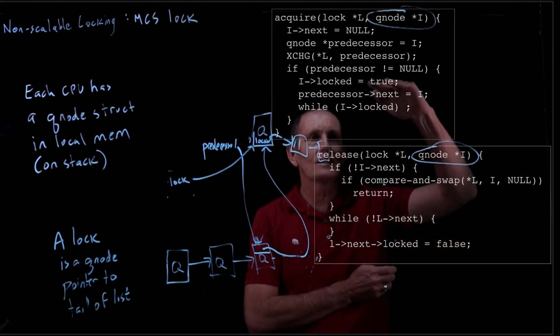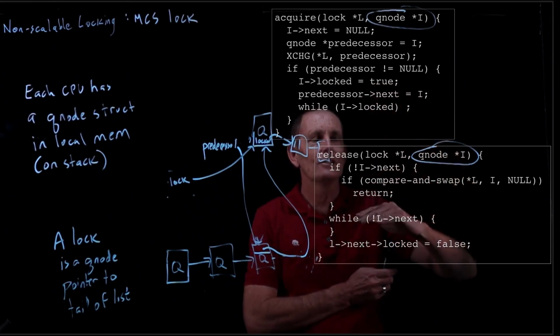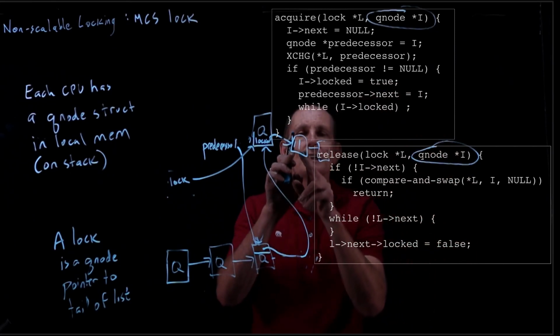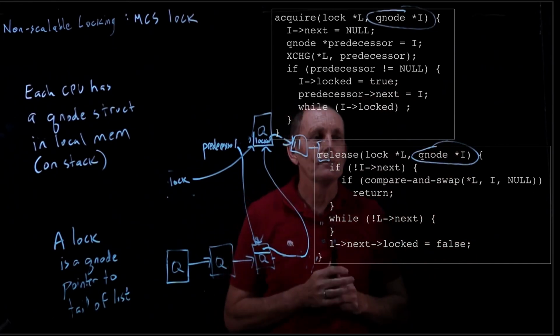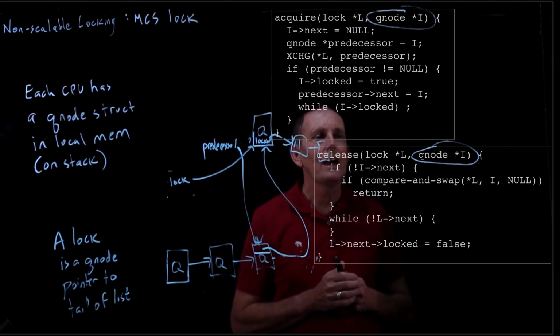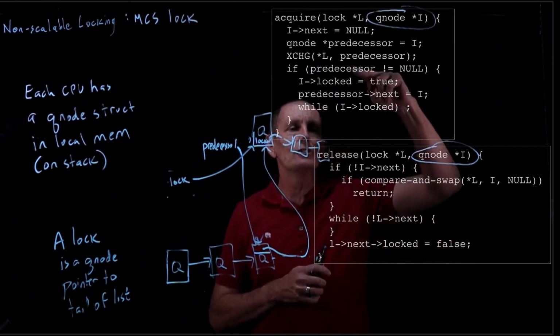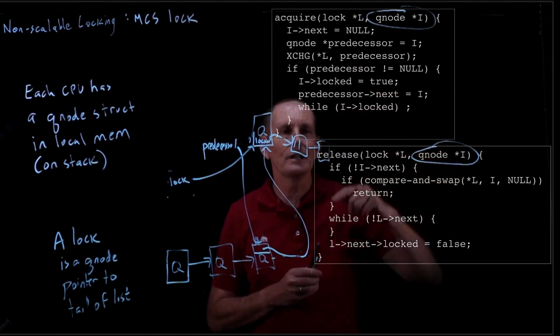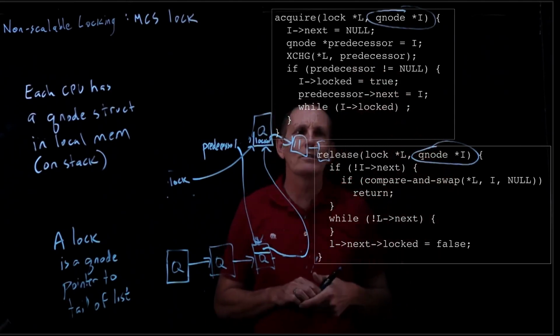And notice it's important that locked is set to true before we set this next. So we go through, we loop, we wait until next is set. Once it is, we go there and we say, okay, you are now unlocked. And that will then allow that next person in line to break out of their loop right here. So it's certainly somewhat more involved.